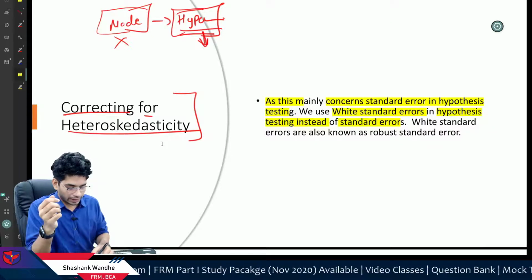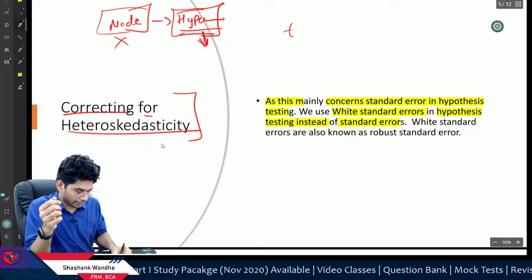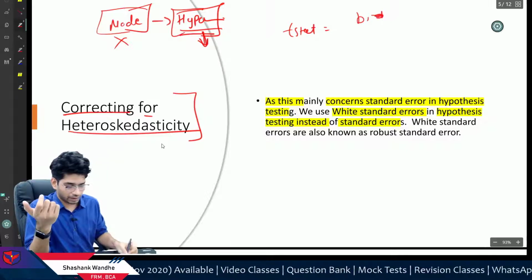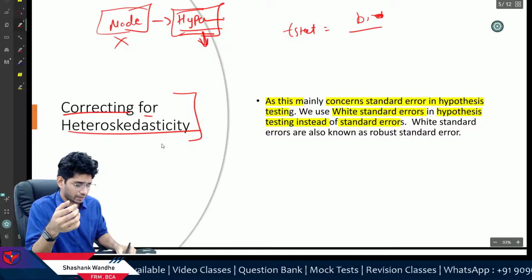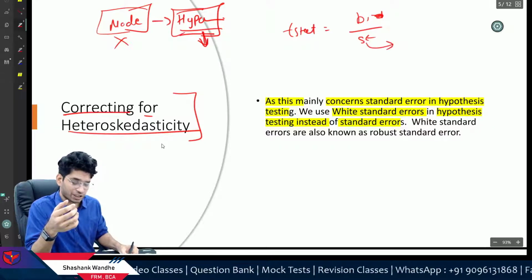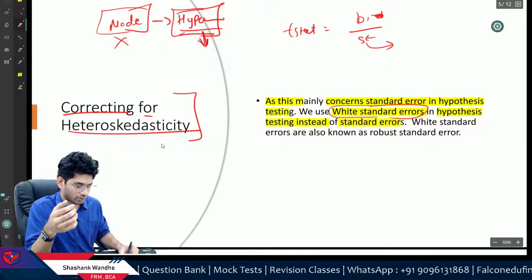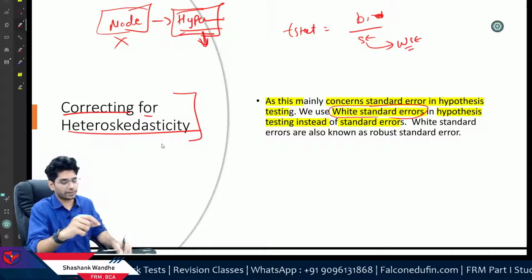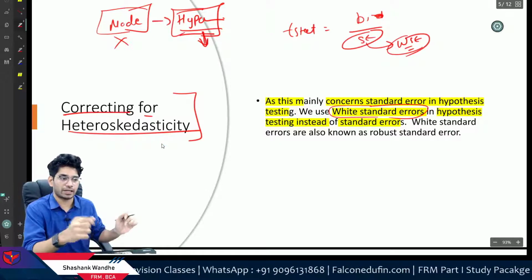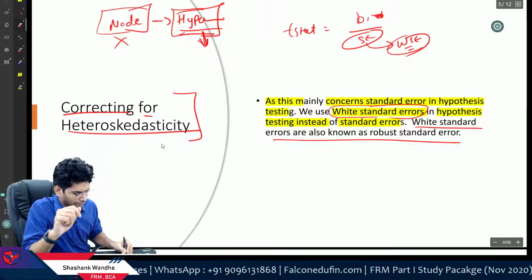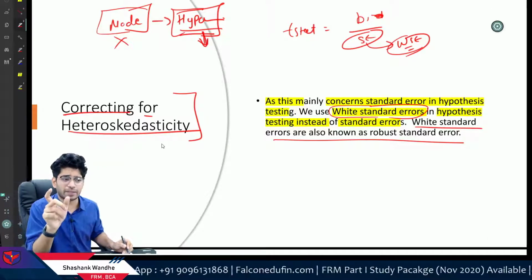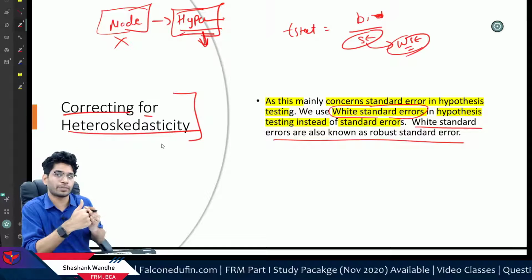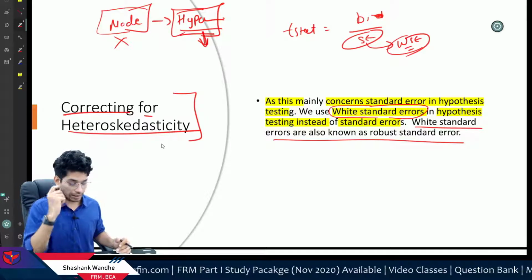So what is the only difference here? For the calculation of your t-stat, your t-stat goes like your estimate divided by the standard error. Now this standard error will be replaced by your white standard error. That's it. Finish. And everything is the same. The only difference is the recalculation of this part for your t-stat. This is a very easy thing. White standard error is also known as a robust standard error. Please remember this statement, because if GARP asks you about the robust standard error, you should be able to correlate that this is the white standard error.